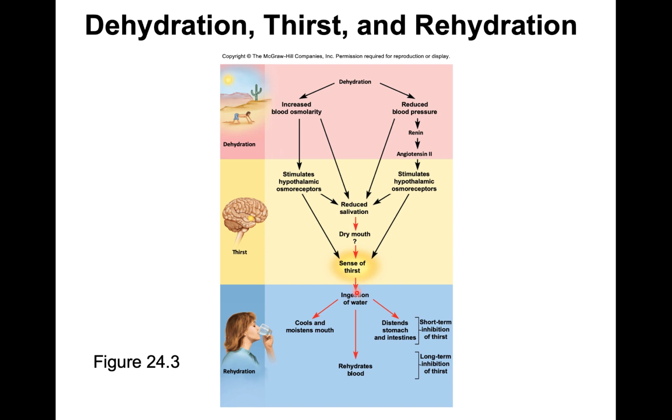So eventually you ingest water. That's going to moisten your mouth, so you will have nice saliva again. It'll rehydrate your body, and it causes your stomach to distend. That means to stretch out. This will cause a short-term inhibition of thirst, and then you can go ahead and cross off this long-term inhibition of thirst. I've taken it out for you.